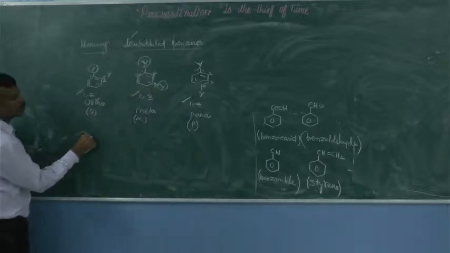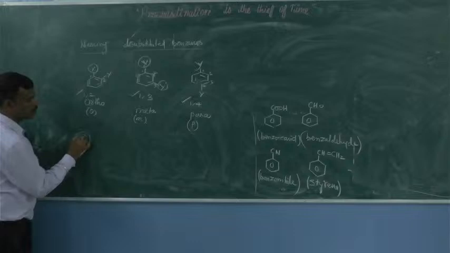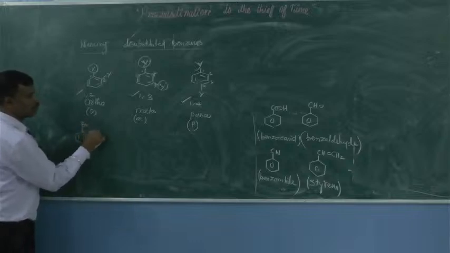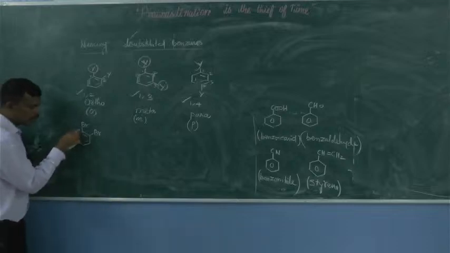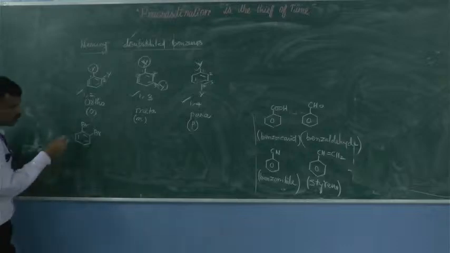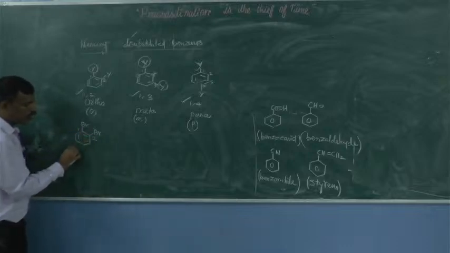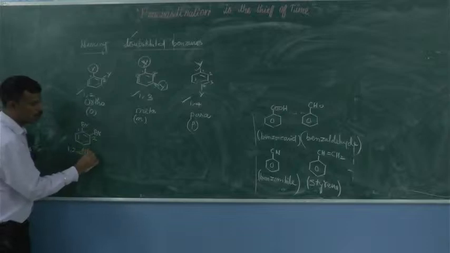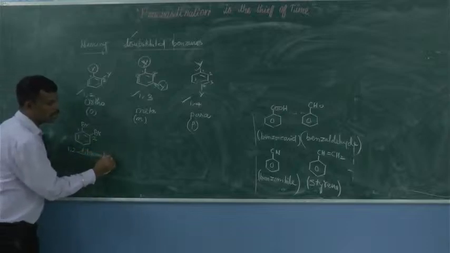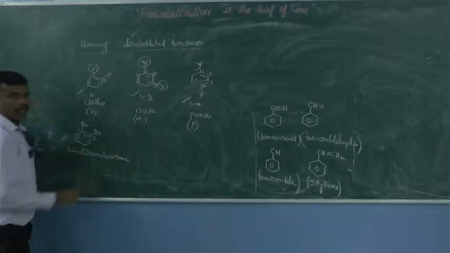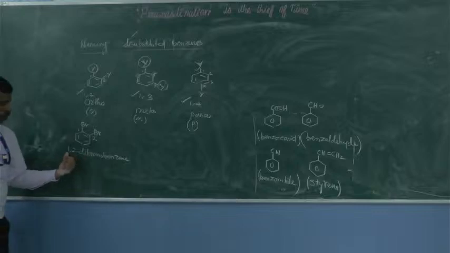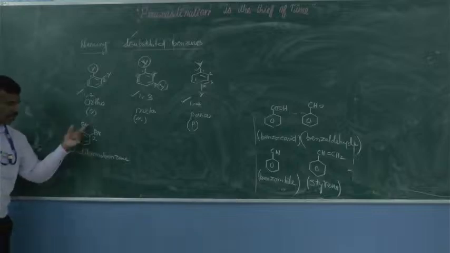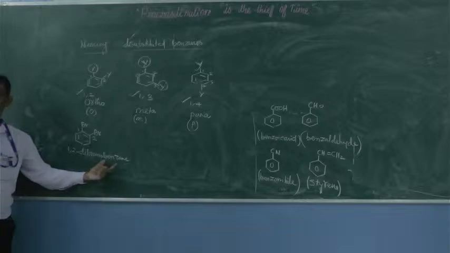But now you tell me the given one, is it clear? For example, you take this. Now you take this, either this is 1 and this is 2. Is it clear? Yes or no? So this is going to be 1 2. So 1 2 dibromobenzene. There are two numbers, two suffixes, two similar substituents. So 1 2 dibromobenzene. Is it clear?